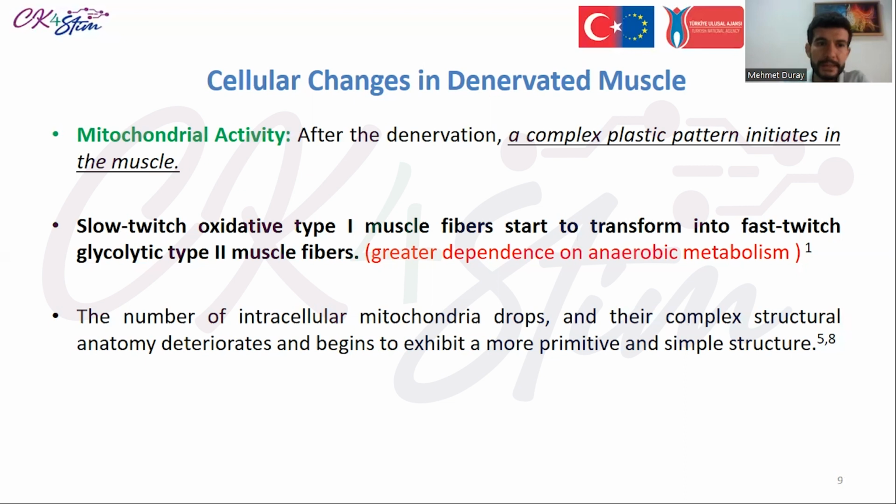This means the muscle loses oxidative muscle fibers, the glycolytic muscle fibers increase in the muscle, and greater dependence on anaerobic metabolism is seen. This change causes a decrease in the number of intercellular mitochondria, and their complex structural anatomy deteriorates and begins to exhibit a more primitive and simple structure.